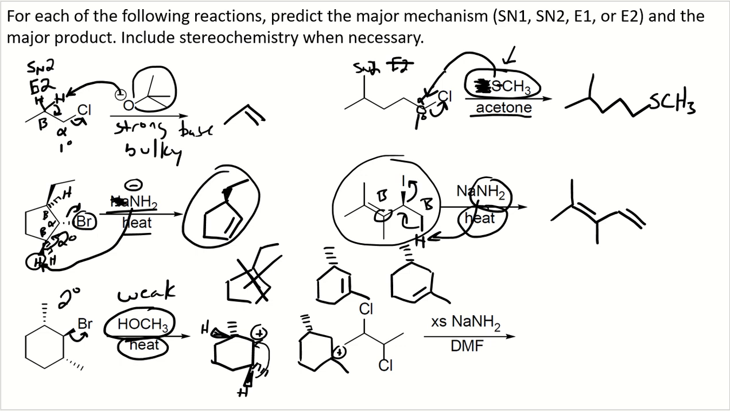Now another thing I could have done is when I did my shift, I could have shifted from the other side, in which case I would have had my carbocation right there. And if that were to happen, I would have gotten this product and this product.